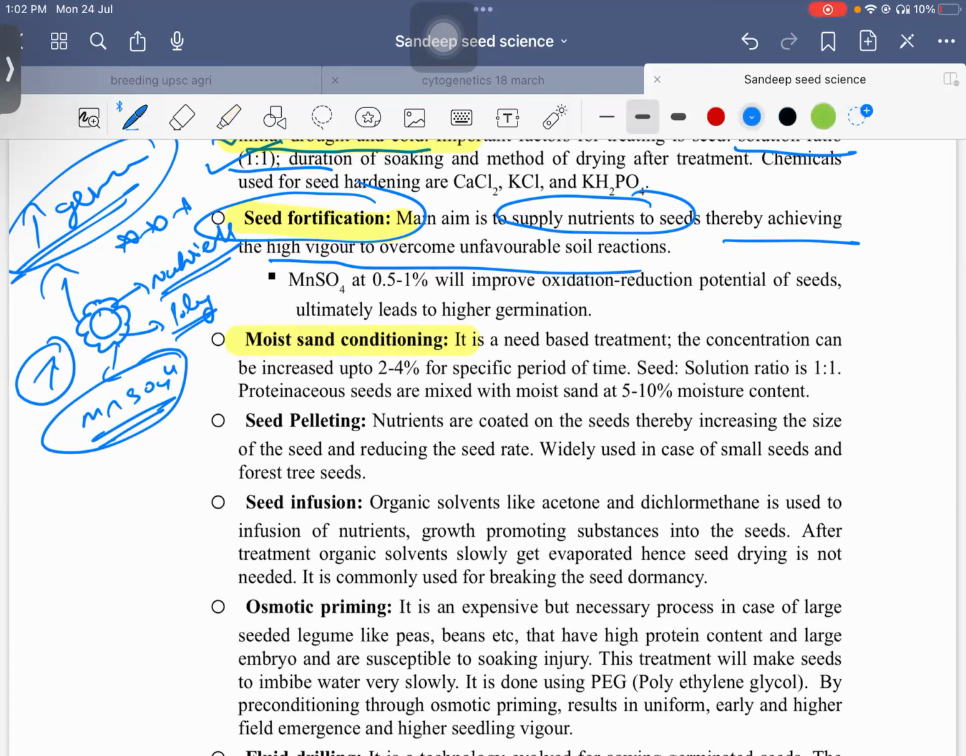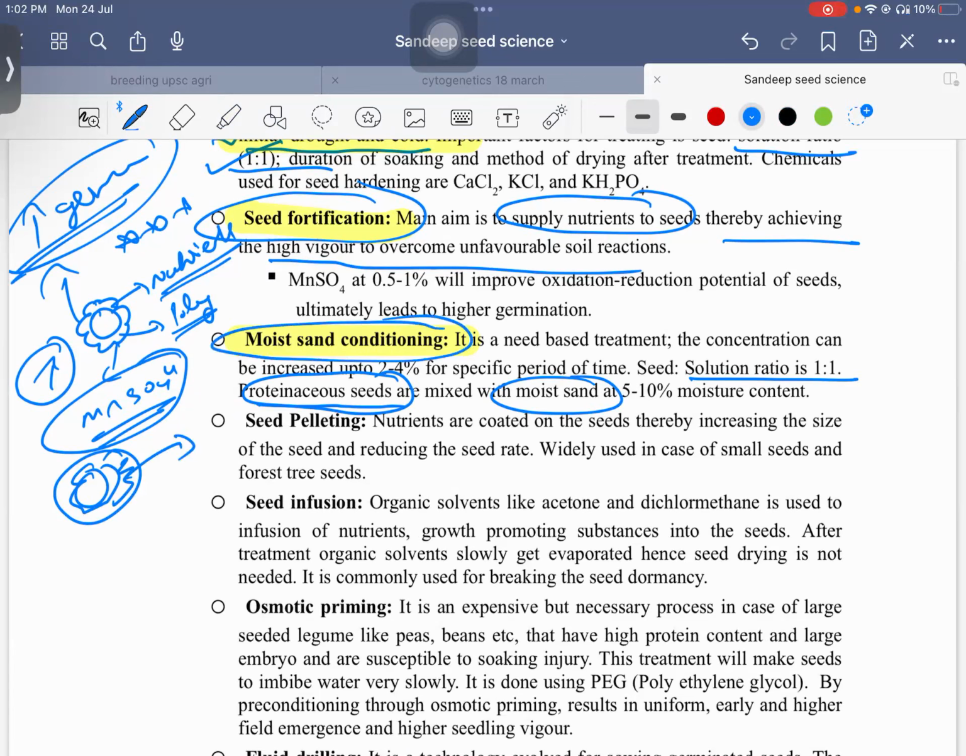Next is moist sand conditioning. Here it is need based, with a concentration chemical 2 to 4 solution. Here we use proteinaceous seeds mixed with moist sand. So the seeds which are proteinaceous are mixed with sand, and then they are sown. This is called moist sand conditioning.